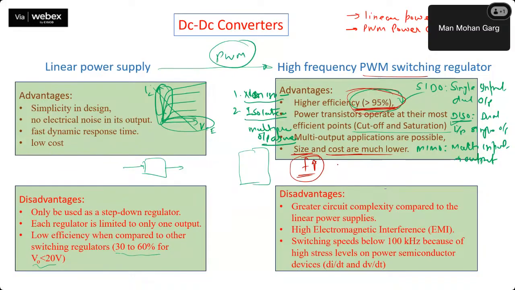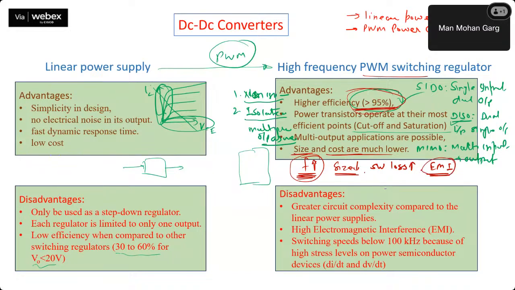Make it compact in size. But another problem with increasing the switching frequency is that switching losses get increased, and also the EMI, electromagnetic interference, gets increased. I'll discuss what this EMI, electromagnetic interference, is.